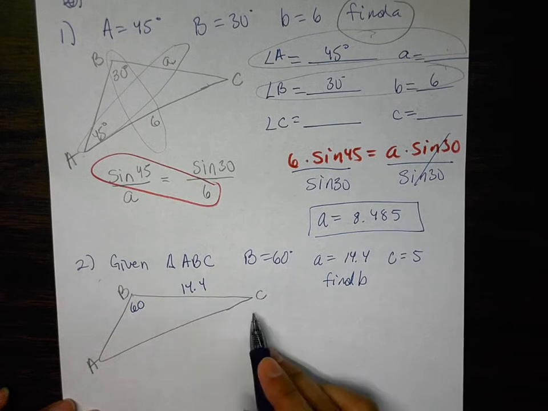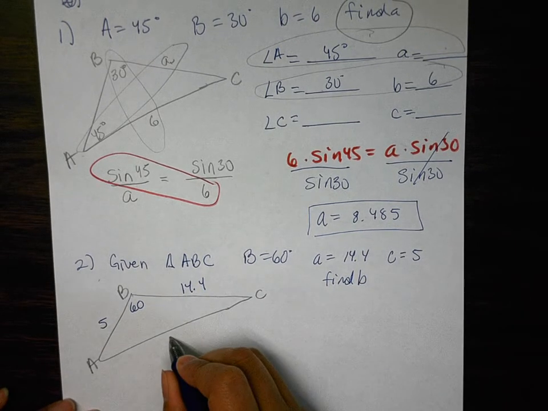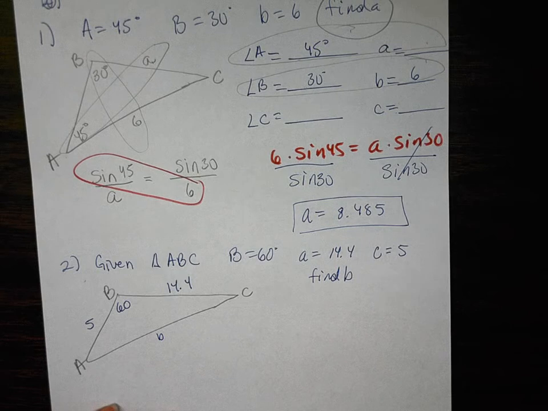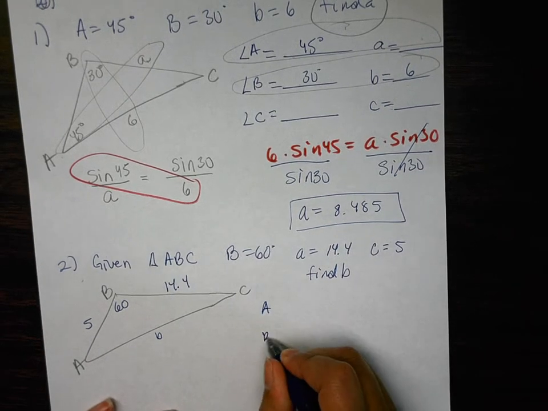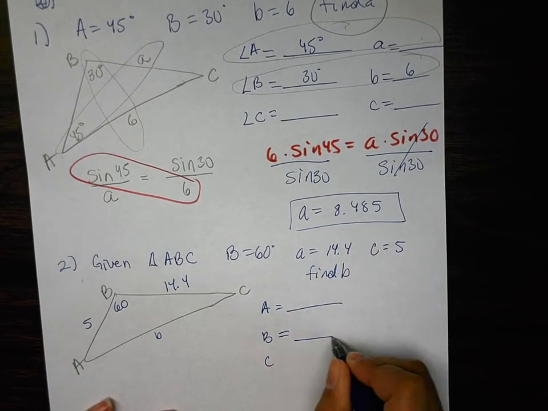Let's see. B is 60. Little a is 14.4. Little c is 5. Find B.